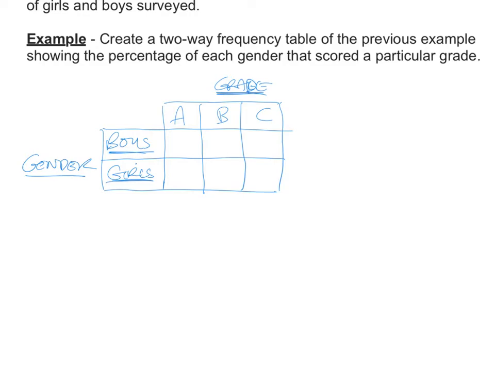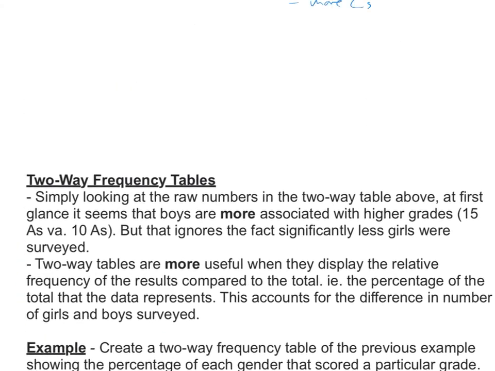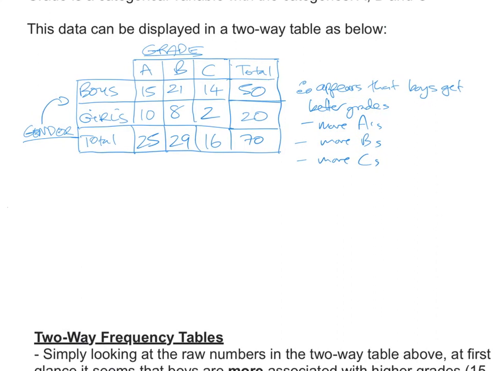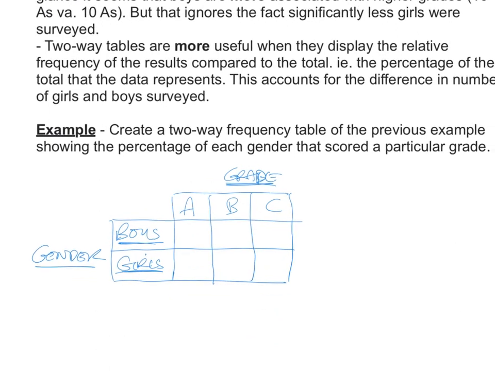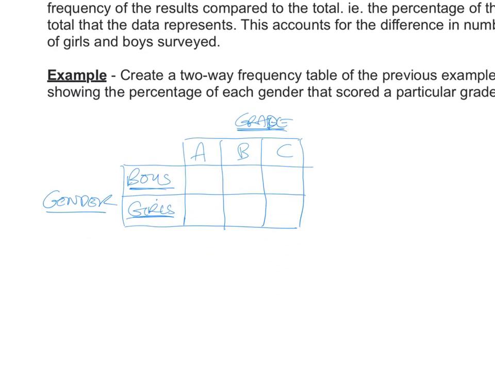So what we would be comparing to is the total number of girls that scored a particular grade and boys that scored a particular grade. So 10 girls scored A's, but compared to their total of 20, that was 50%. So I'll do it in red. 10 over 20 times 100%. It's going to be 50% of all girls scored A's.